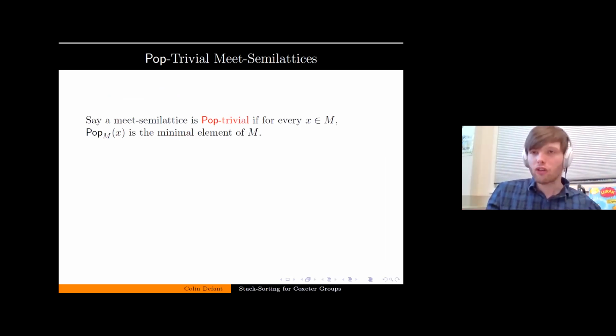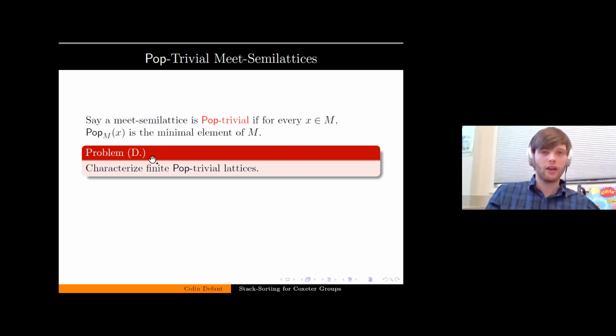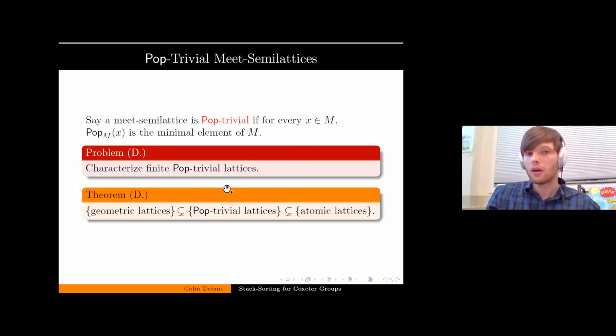So there's nothing interesting happening from a dynamical point of view. But there could be something interesting maybe from a lattice theoretic point of view. And so my question is, can you characterize the finite pop trivial lattices? I mean, you could also phrase this for meet semi-lattices or infinite things, but I'm just going to focus on the finite pop trivial lattices. And I do have some partial results here. One just says that every geometric lattice is pop trivial, and the other says every pop trivial lattice is atomic. These inclusions are not equalities, though.